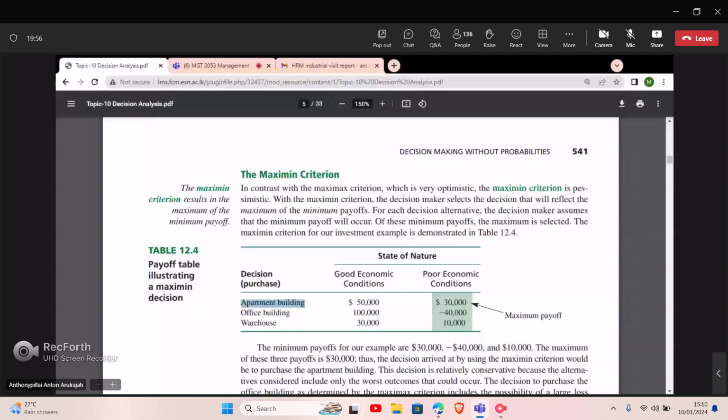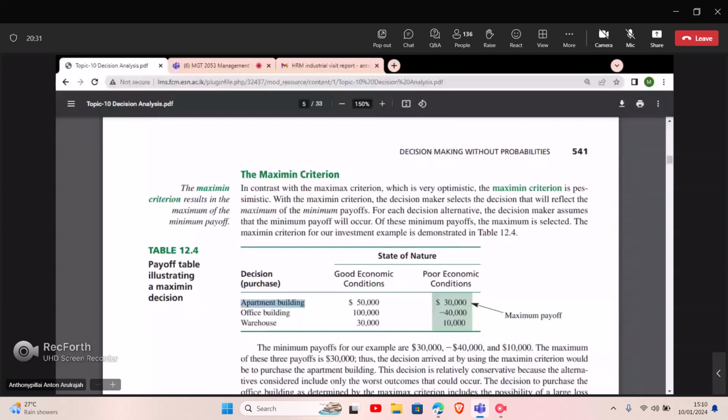So now you see all the minimums. Out of these minimums, what is the maximum value? 30,000. So what is our decision according to the maximin criterion? Purchasing the apartment building. Correct. So that is about the maximin criterion. It may create some confusion, so we have to be careful, but it's the easiest way.